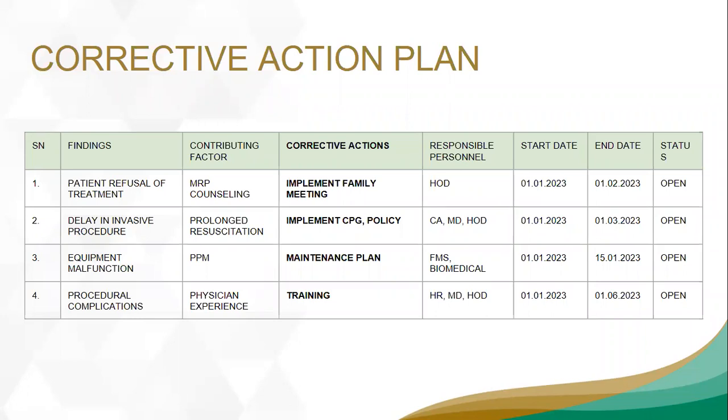For example, I did the root cause analysis and found a finding that the patient refused treatment. The contributing factor was that the MRP did not attend and did not counsel the patient properly. So what will be the corrective action? Should we go and start asking the patients why they refused? No. We'll implement a patient family meeting so that a proper process is inducted inside our system. Because we are looking into the system. We are not looking at the people. If the system is corrected properly, in the future it will not happen again.